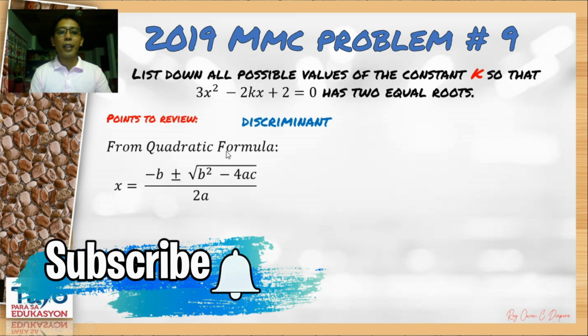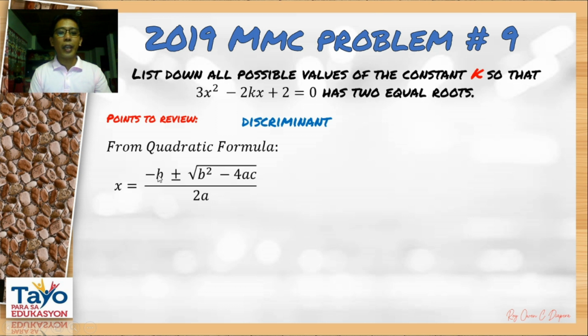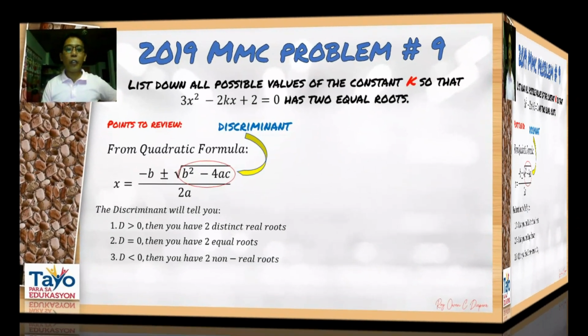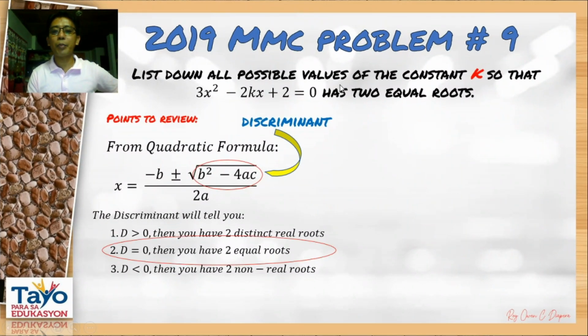Of course, from the quadratic formula, x is equal to negative b, plus or minus the square root of b squared minus 4ac, all over 2a. Where is now the discriminant? The discriminant actually is inside the square root symbol. If it is greater than 0, then you have two distinct real roots. If it is equal to 0, then you have two equal roots. If it is less than 0, then you have two non-real roots. We will focus on the second one because the given question talks about two equal roots.